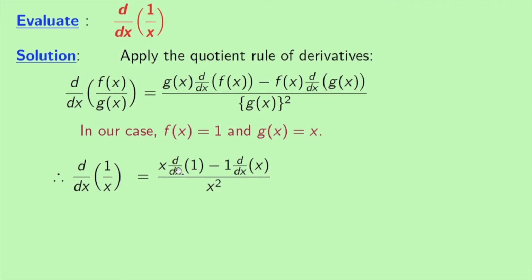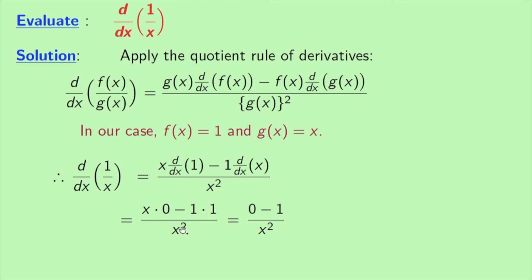Now we know that derivative of a constant is 0 and derivative of x is 1. So we get x times 0 minus 1 times 1 in the numerator, and in the denominator we have x square.